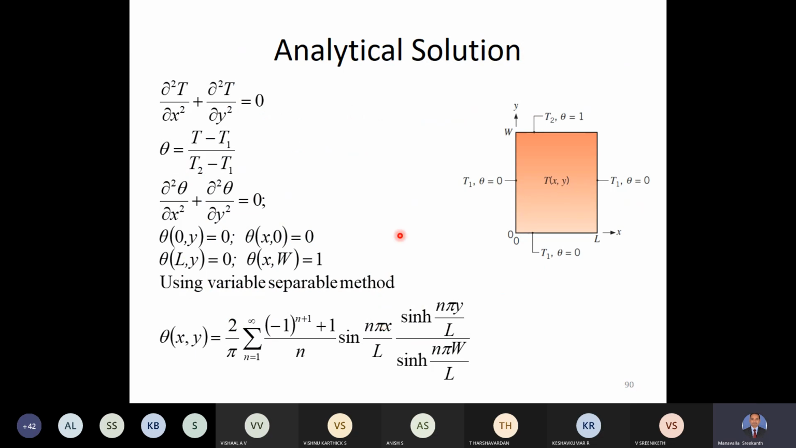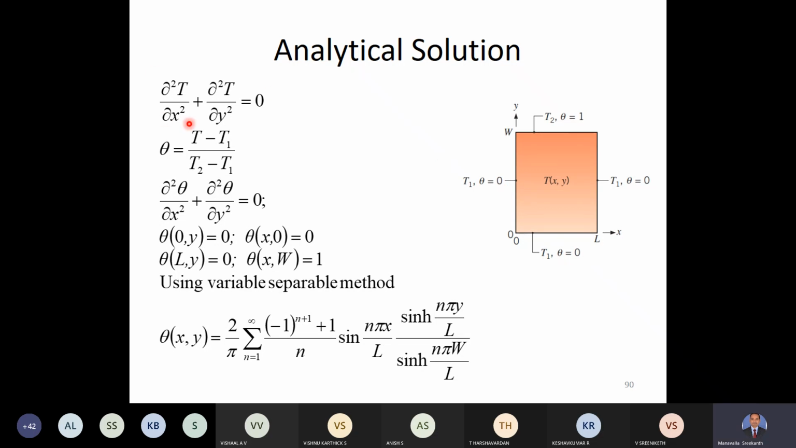Just for the sake of demonstration, I will show you an analytical solution. You take a two-dimensional problem, a rectangular plate having three sides maintained at a temperature 0 and one side maintained at a temperature 1. To be practical, let us say these three sides are 0 degrees Celsius and this side is 100 degrees Celsius. When you non-dimensionalize them, you will get 0, 0, 0, and 1. You will see how, don't bother about it now.